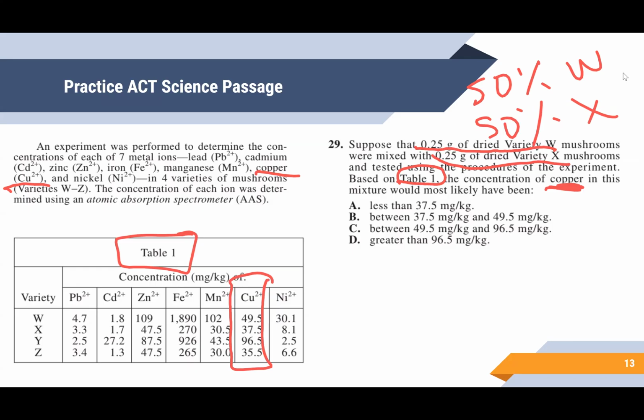Would likely have been, okay? If it's half W and half X, it's probably going to be in between the W and X values. So W was 49.5, X was 37.5. My answer is going to be something between 37 and 49. So 29 should be B, between 37 and 49. That is making a prediction. Sometimes ACT Science will want you to make a prediction based on what they have given you.